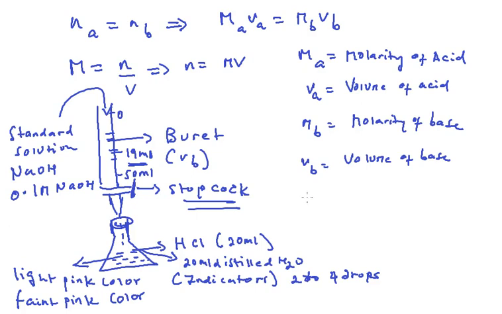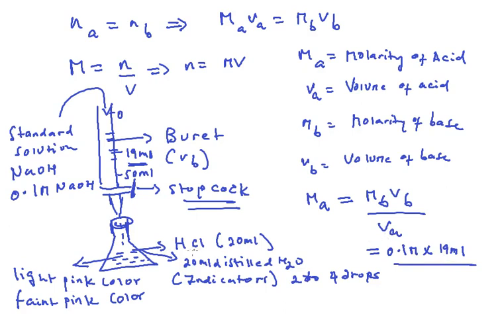So from the relations that we have, molarity of the acid equals molarity of the base times volume of the base over volume of the acid. So we have the molarity of the base, which is our standard solution, which is going to be 0.1 molarity. Volume of the base is the volume at which you see the faint pink color. We pick a number here, 19 milliliter, divided by the volume of the acid that's already given here, 20 milliliter.